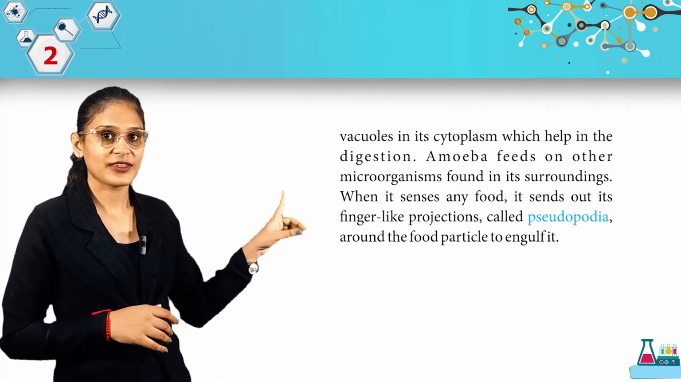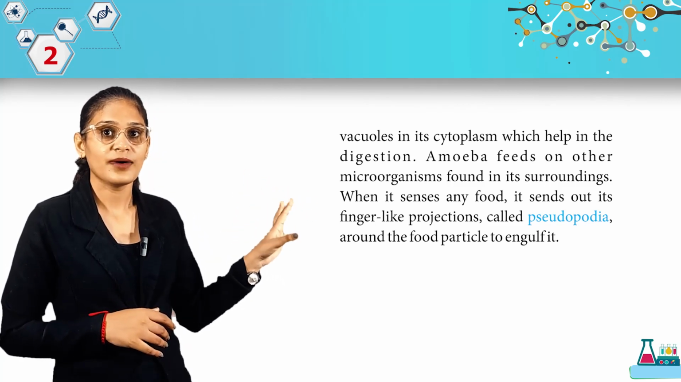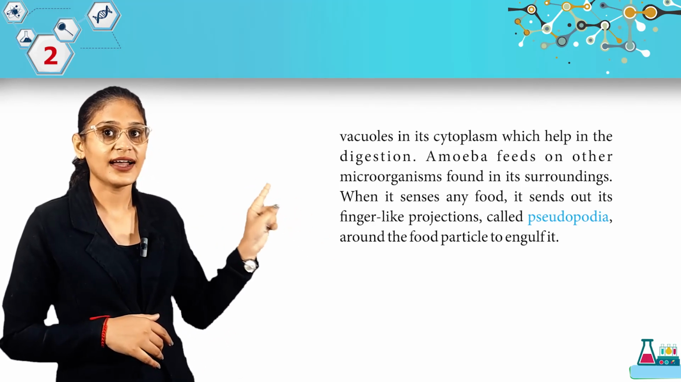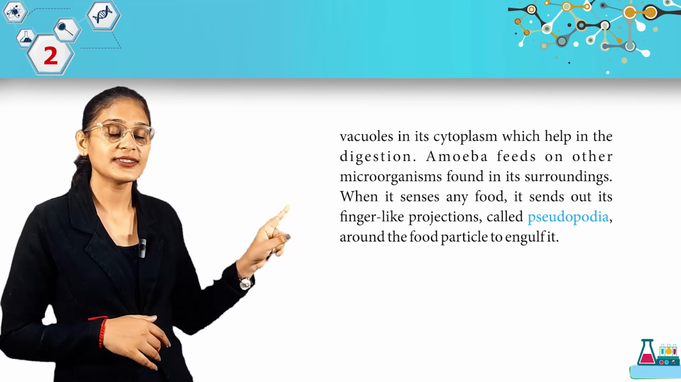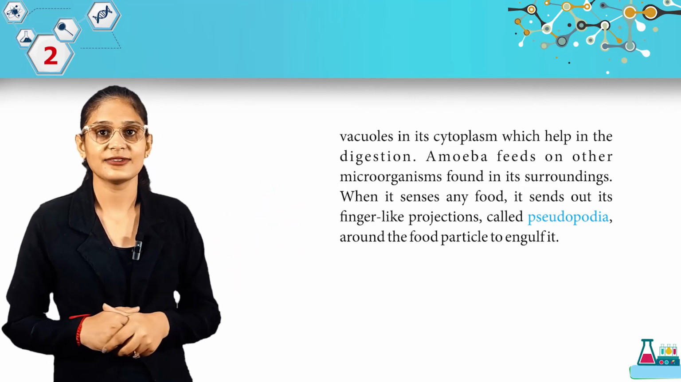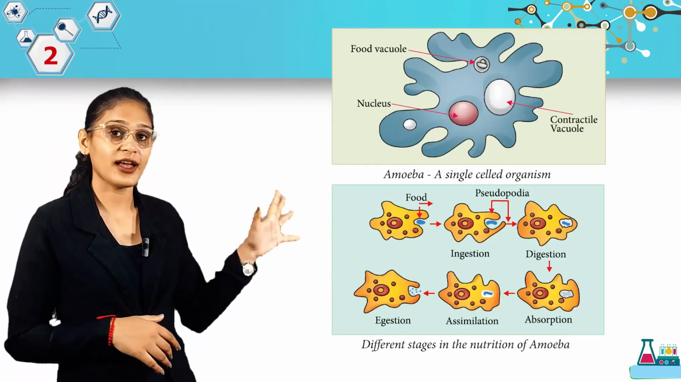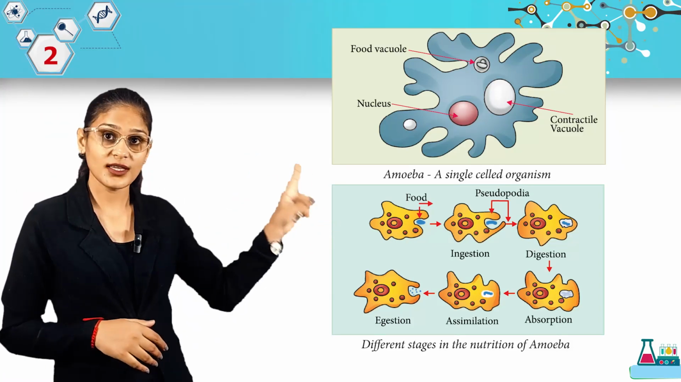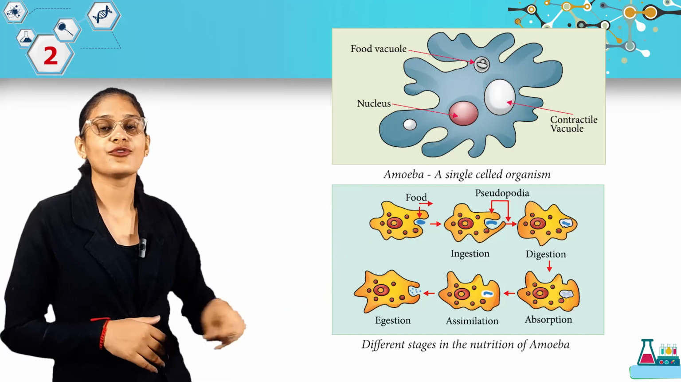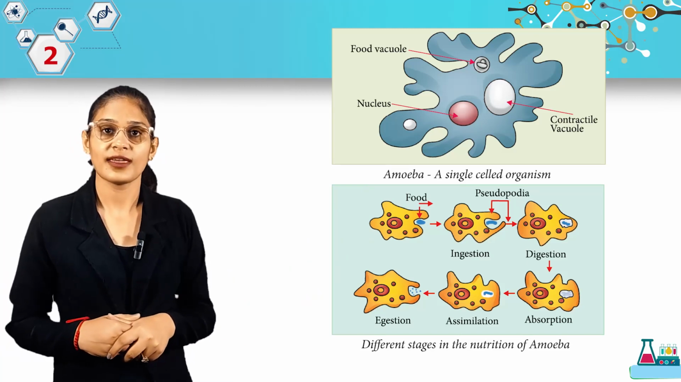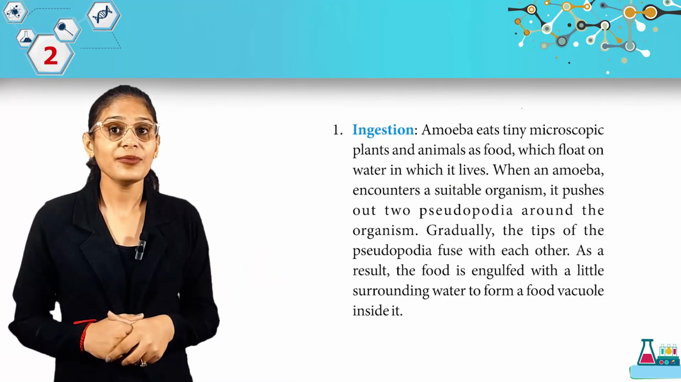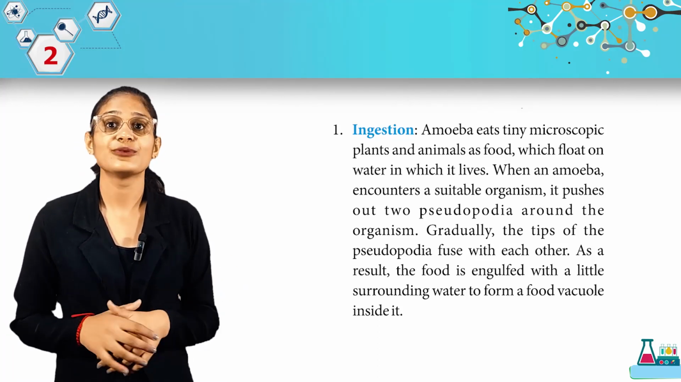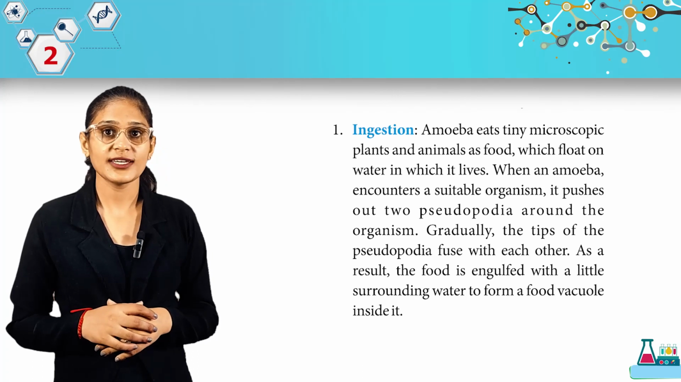Students, look at this picture first. This is amoeba, a single-celled organism. And that's how, these are the steps, that's how they take their food and digest it. Okay students, look at these pictures and read them first. Different stages in the nutrition of amoeba. So students, in this picture, all the stages of nutrition are shown. Okay, here, ingestion. Amoeba eats tiny microscopic plants and animals as food, which float on water in which it lives.